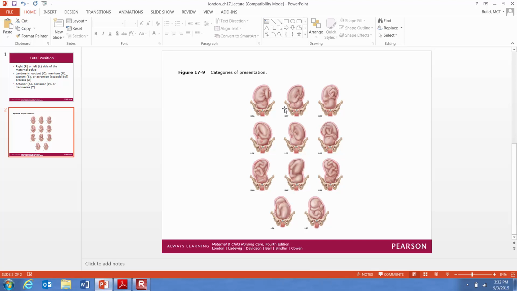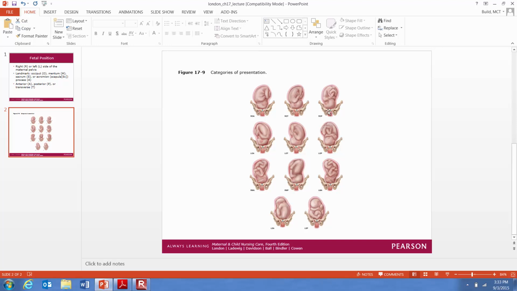Okay, here it's completely transverse. The occiput is completely transverse. Okay. So it's really facing the right. It's really on the right. Okay, that's going to be a difficult delivery, but it can happen. Not as easy as just a straight OA.